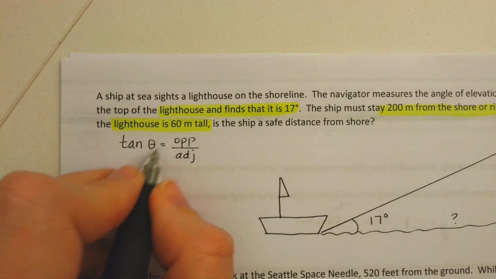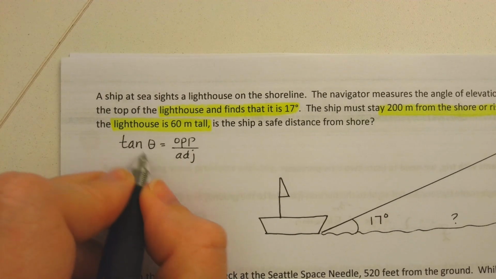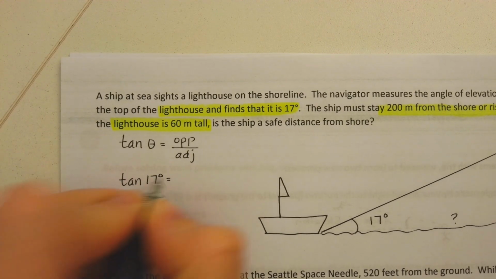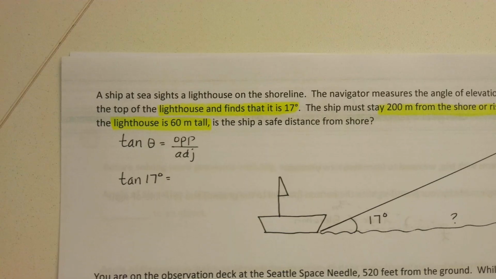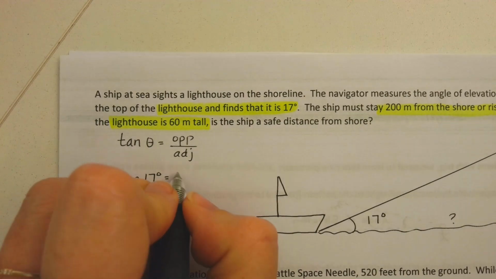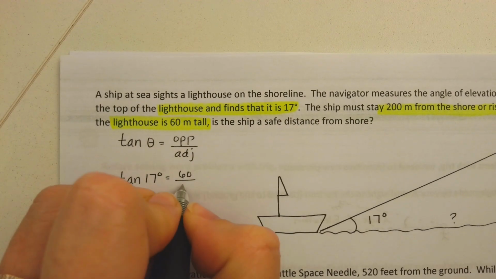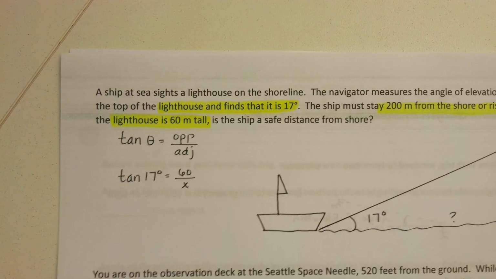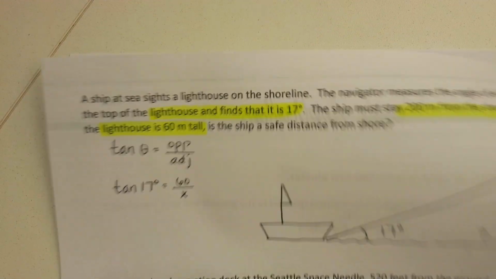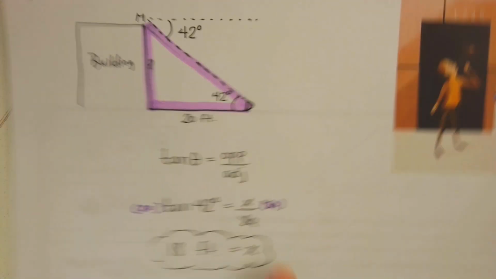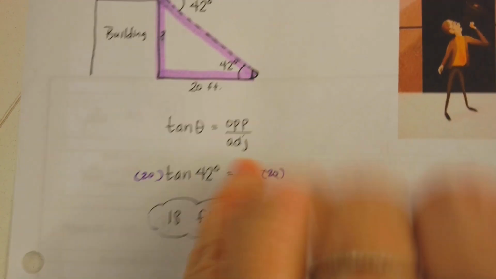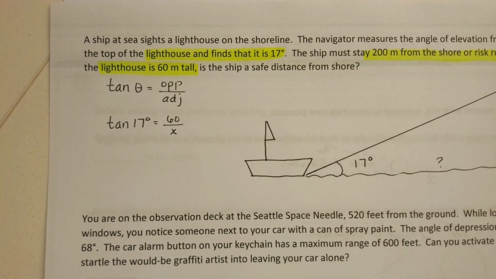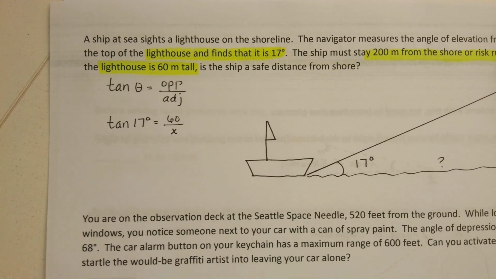Do we know theta, the angle? Yes, it's 17. Do we know the side that's opposite? Yes. What is that one? 60. And the adjacent one is what we're trying to find, basically trying to figure out, is it more or less than 200? Now, unlike the last question where we multiplied by the denominator to isolate the variable, it doesn't work as well on this one. We can't simply just multiply by 60 and get 60 to cancel.